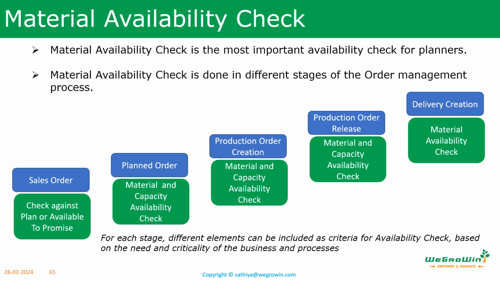During production order, material, capacity availability, production resource tools can be checked. Similarly, during production order release. During delivery creation, we can check the material availability check. For each stage, different elements can be included as a criteria for availability check based on the need and the criticality of the business process.